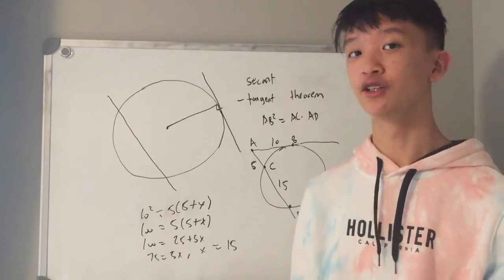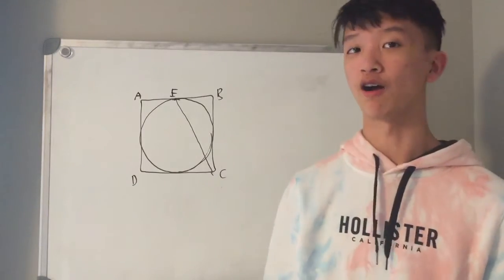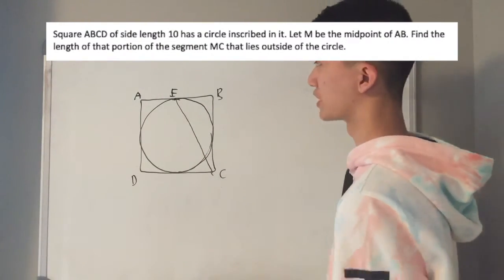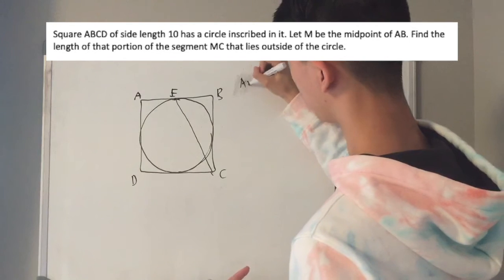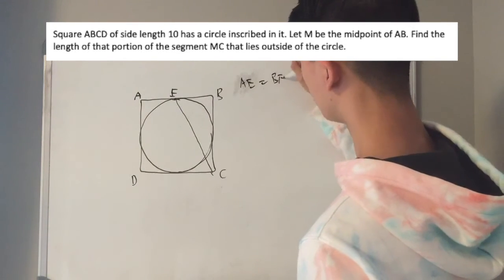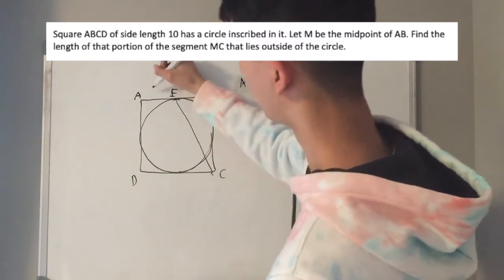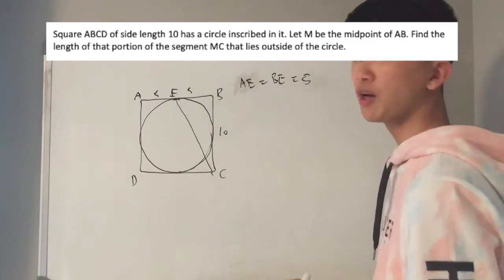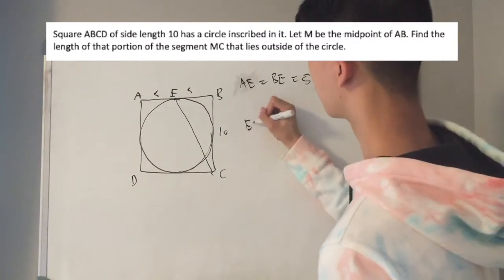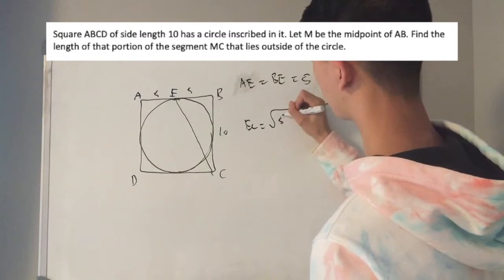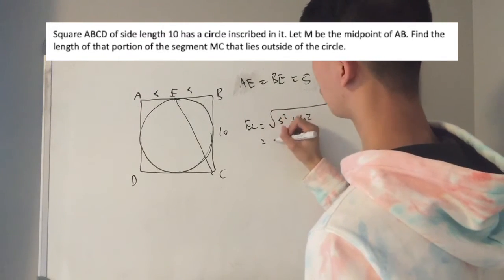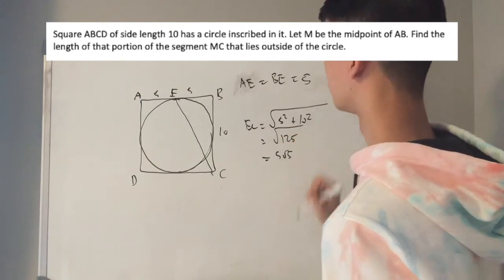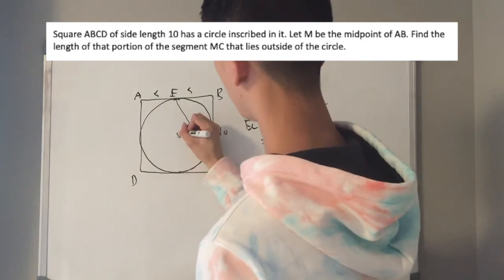Alright, now let's get into some problems. Alright, and now our problem is above me. So first, we know that E is the midpoint of AB. And so, AE is equal to BE is equal to 5. Also, BC is equal to 10. And so applying the Pythagorean theorem, we know that EC is equal to the square root of 5 squared plus 10 squared, which is equal to the square root of 125, which is equal to 5 roots 5. So EC is equal to 5 roots 5.